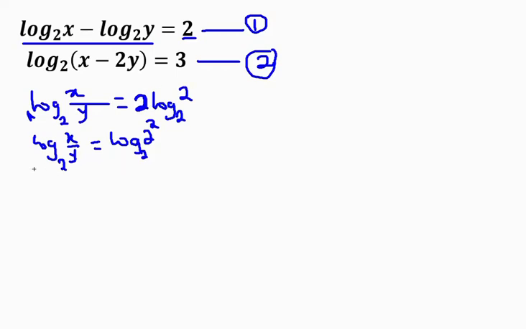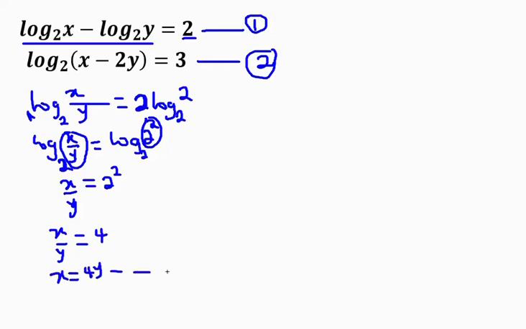Now, because on both sides of the equation we have the log in the same base 2, we can equate the expression x over y to 2 to the power of 2. This gives us x over y equals 4. Cross multiplying, we have x equals 4y. This is the simplification for equation 1. Let's call this equation 3.